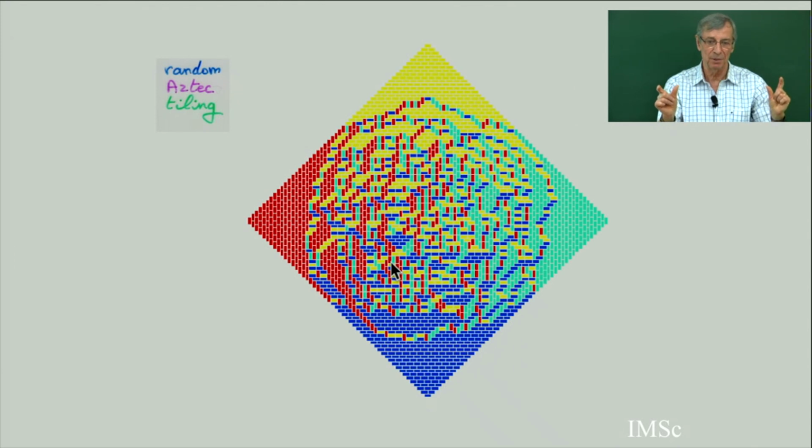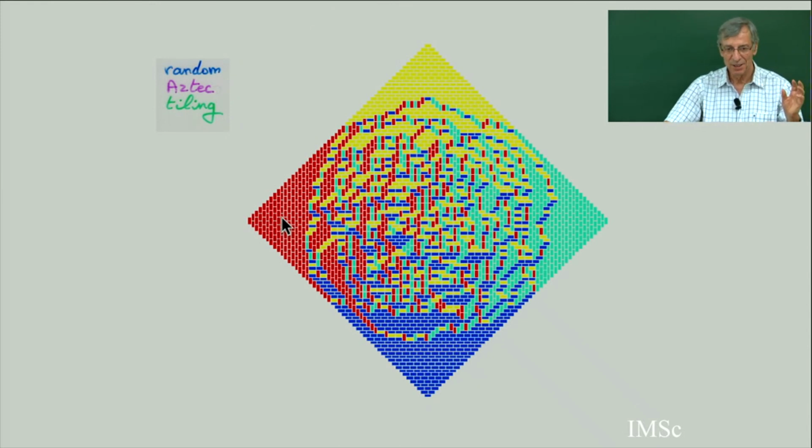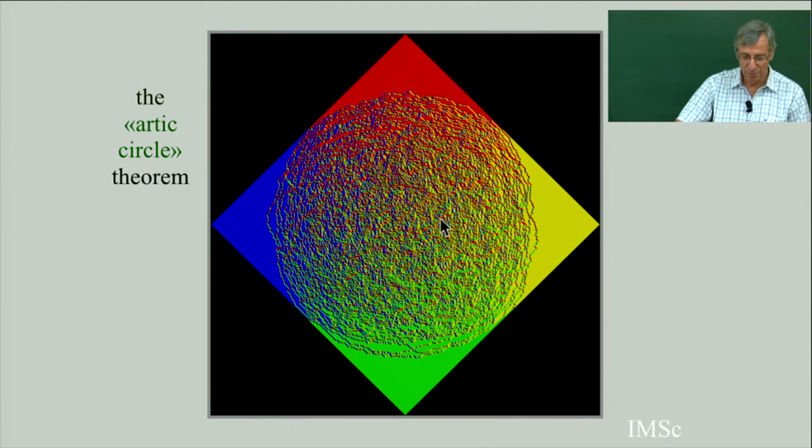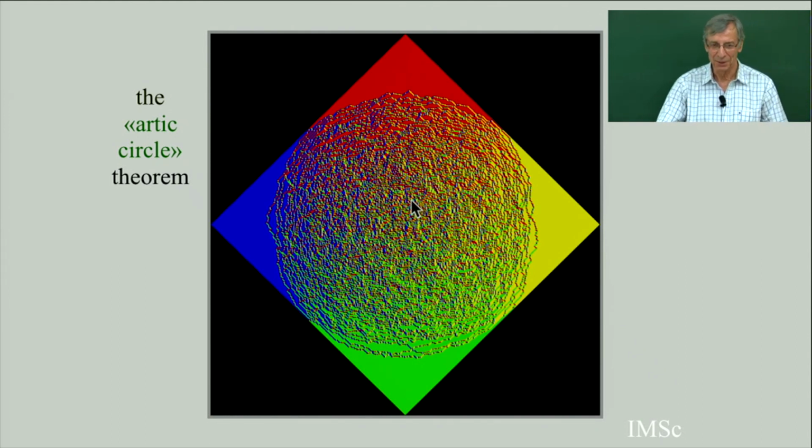So there are 4 possible colors for the dimers, and if you look at the 4 possible colors, you see this circle appear. On the corners, all the dimers have the same color. It's like they are frozen, and inside it's like a gas. This is the famous Arctic circle theorem. You don't need to state the theorem, you can see it from the picture. If you take a random Aztec diagram, each Aztec diagram appears with the same probability. Inside the picture, it's a gas.